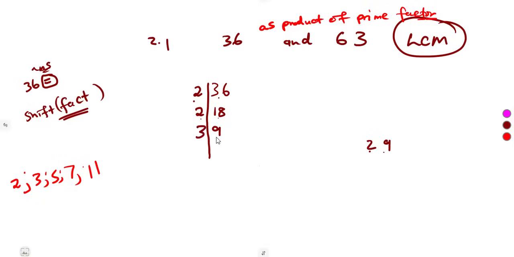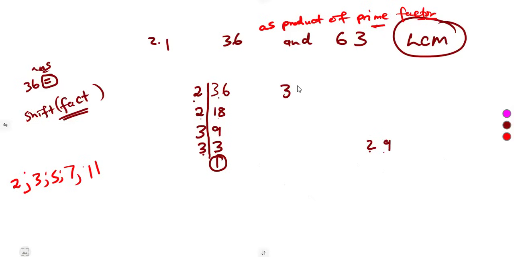We try a 3. 9 divided by 3, that's a 3. 3 again. 3 divided by 3, that's a 1. Until you get a 1. Remember, 1 is not a prime number, so you cannot use a 1. 1 is not a prime number, guys. Once you get a 1, these are the numbers that represent 36.